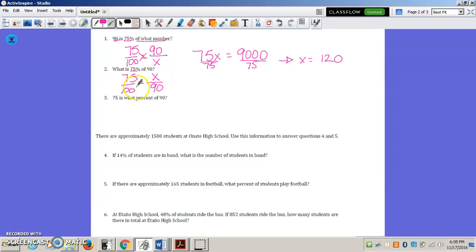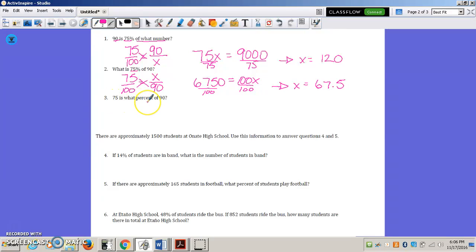So if I crisscross these, again, cross-multiplying, 90 times 75 turns out to be 6,750. 100 times x, well, it's just 100x. And then if I divide both sides by 100, that leaves me with x, which is 67.5. Let's see. 67.5 is 75% of 90. That's absolutely true. Last one, for problems numbers 1, 2, and 3, we have 75 is what percent of 90.